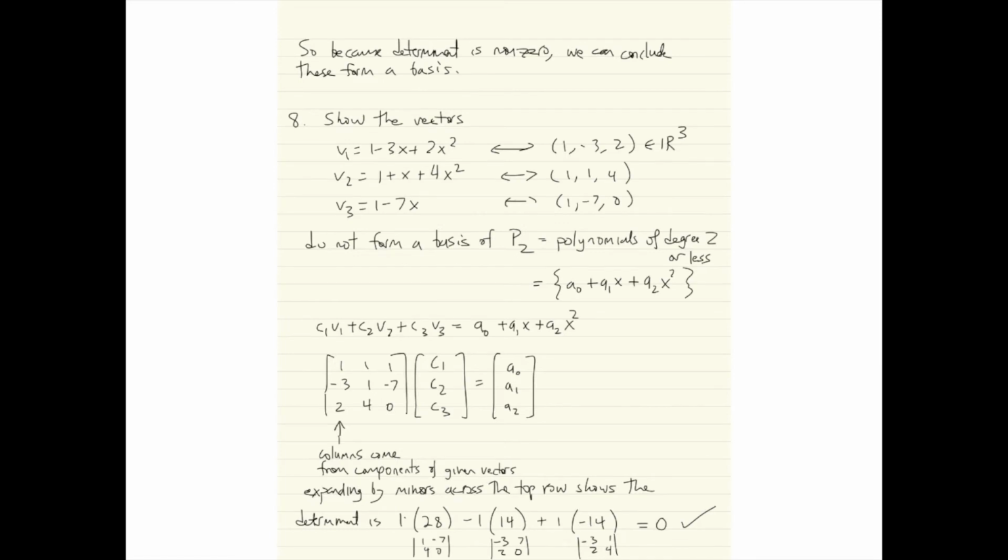Problem 8 says, show that the vectors v1, v2, v3 given by these polynomials do not form a basis of the space P2 of polynomials of degree 2 or less.